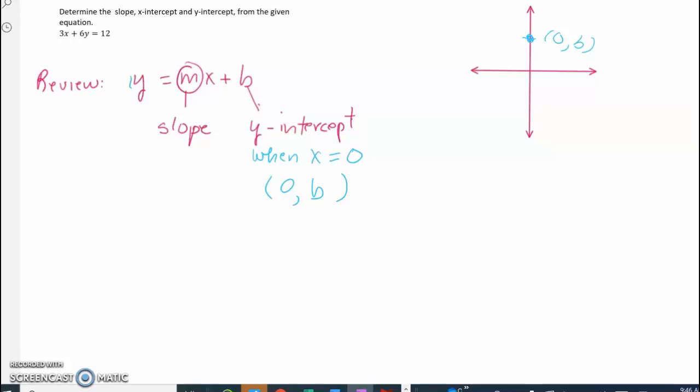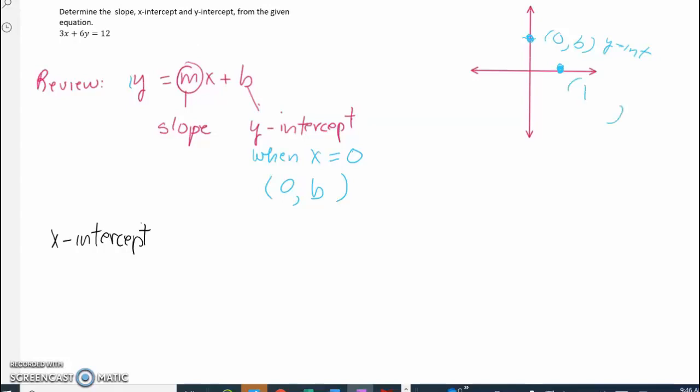Okay, while we're here, let's discuss the x-intercept. Well, the x-intercept will actually be a point on the x-axis. Oh, let's hold on. Any point. So here, this is the y-intercept. This will be a point intercepting the x-axis.